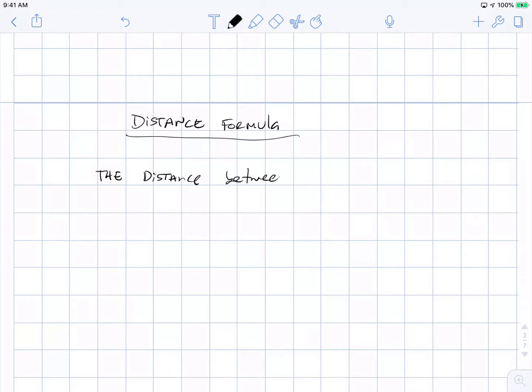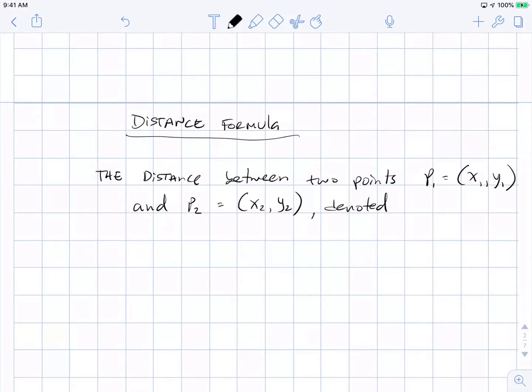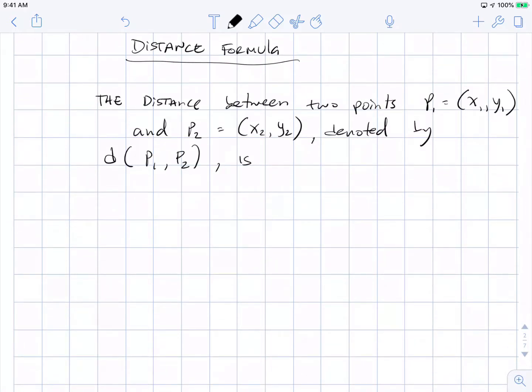between 2 points, and we'll call the first point P1 with the coordinates x1, y1, and P2, which we'll call x2, y2. And it's denoted, so you might see it on a quiz or a test, denoted as d, lowercase, of P1, P2, and that's simply stating that it's the distance from one point to another.